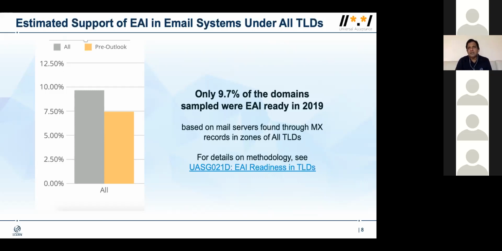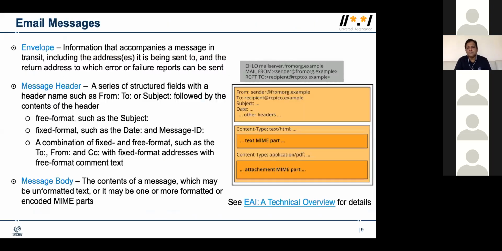So what do the statistics tell us? That means many of the email servers and many of the applications are not yet ready to handle internationalized emails. So this is where we have to look into this and try to understand what are the things that we should consider in supporting EAI, or email address internationalization.